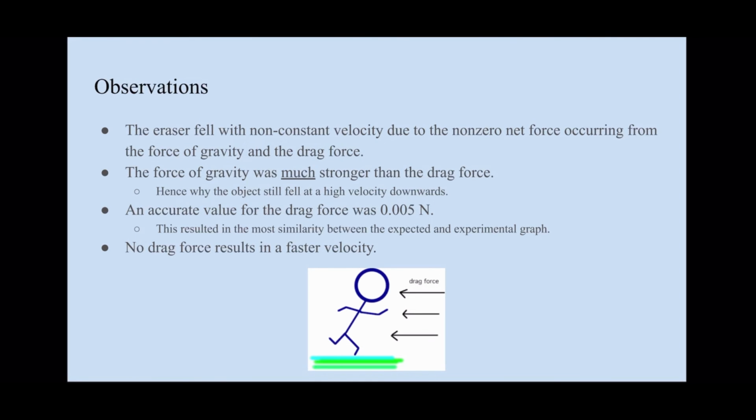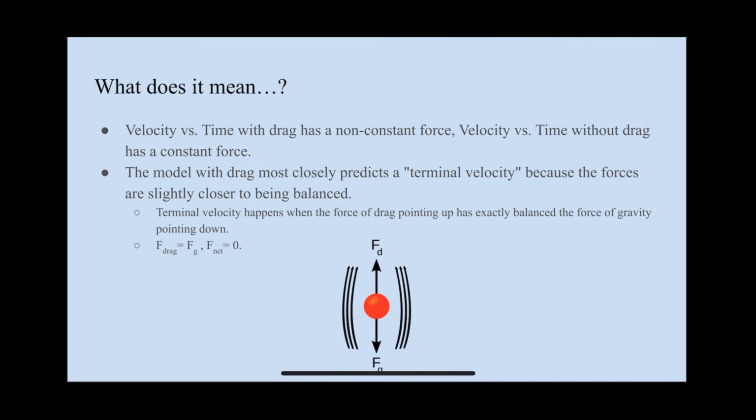The eraser fell with non-constant velocity due to non-zero net force from F grav and F drag. F grav was much stronger than F drag, hence why the object still fell at a high velocity. And an accurate value for F drag was 0.005 newtons. No drag force results in a faster velocity. The velocity versus time with drag had a non-constant force because F drag increases with velocity. Velocity versus time without drag is constant because F grav is constant. However, the model with drag most closely predicts terminal velocity because the forces are slightly closer to being balanced.